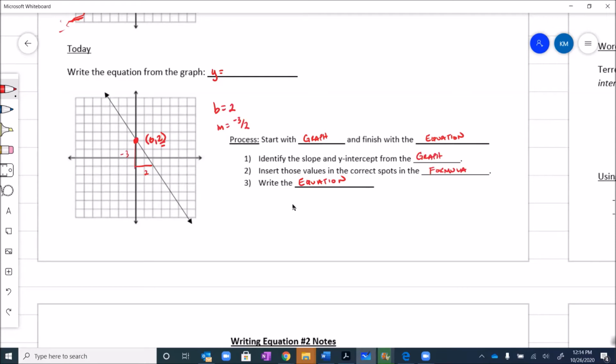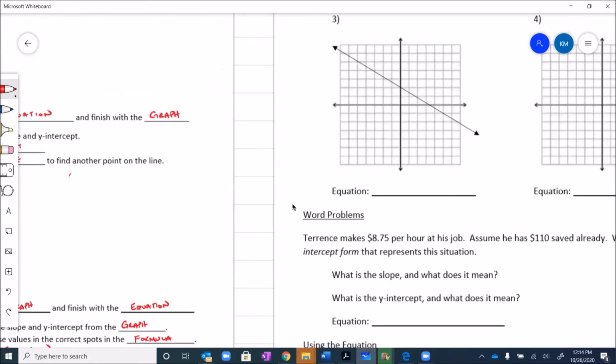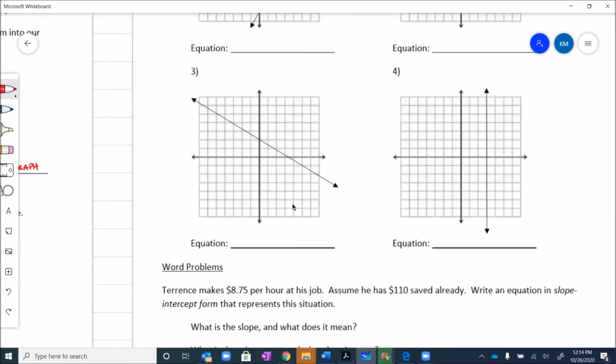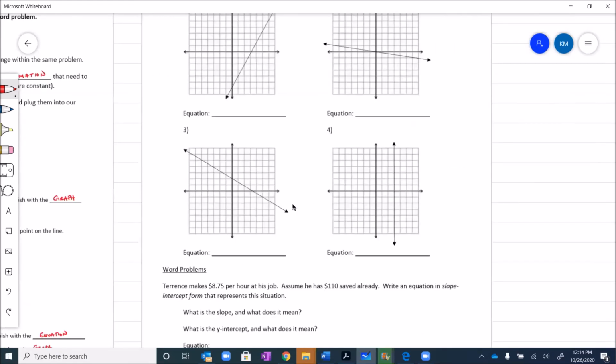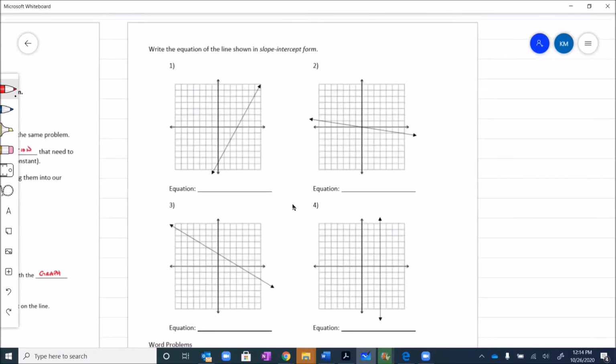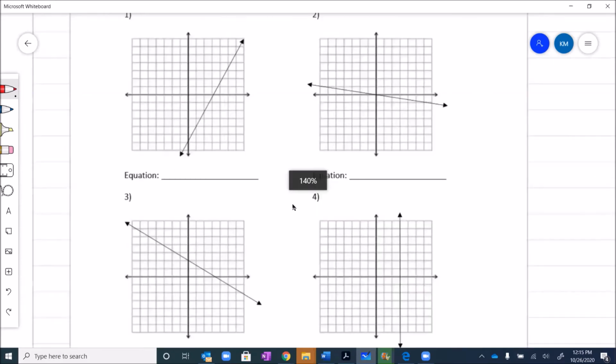Okay, and so our equation then, y equals mx plus b, right? Our m is -3/2, so y equals -3/2 x plus 2. Okay, and there we have it. That's our process. We'll do that a few more times here on the second page, going from graph to equation.